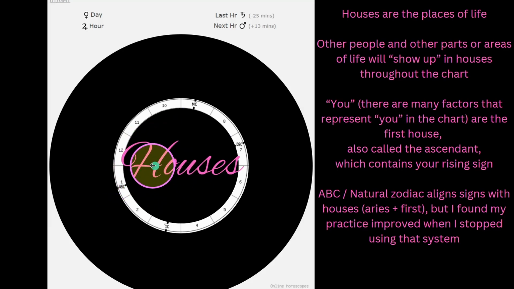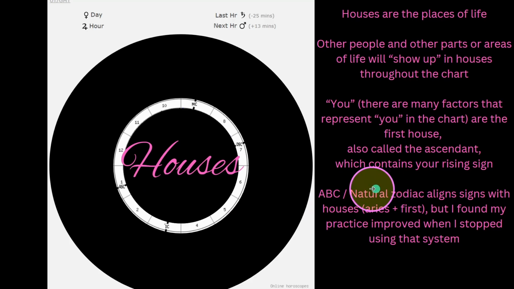There's a bunch of things that contribute to you and the whole chart is you. But if we're looking at transits, if we're trying to figure out where am I, where's my partner, where are my parents, you is the ascendant. You are the ascendant, and the entire first house.